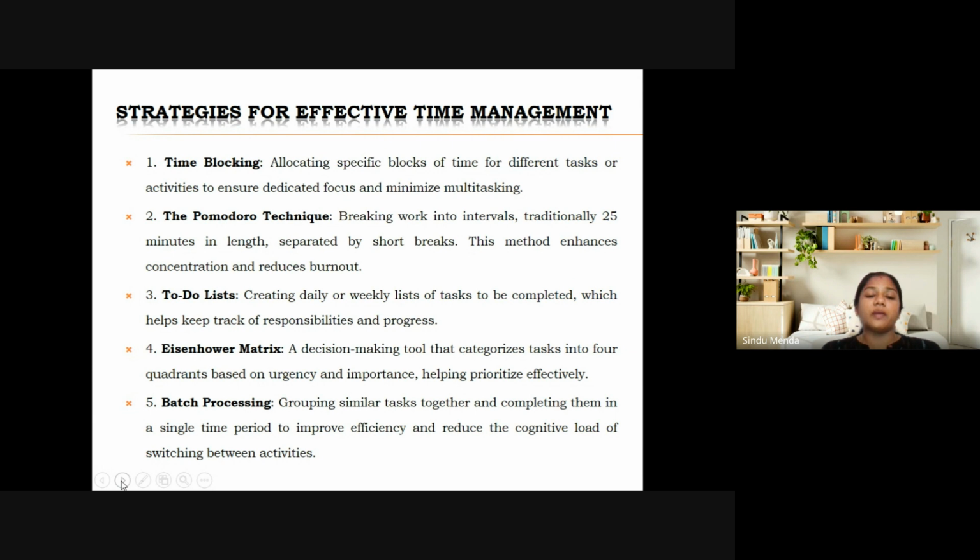What is the next step? That is the next technique, the Pomodoro technique. Anybody knows this Pomodoro technique? The Pomodoro technique is a time management system that helps people stay focused by breaking their work day into 25-minute work periods, or Pomodoros, followed by short breaks.